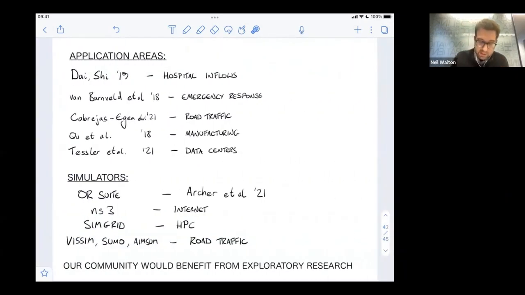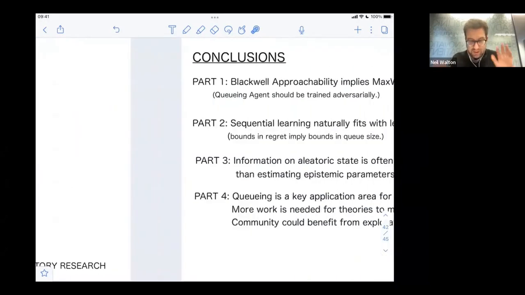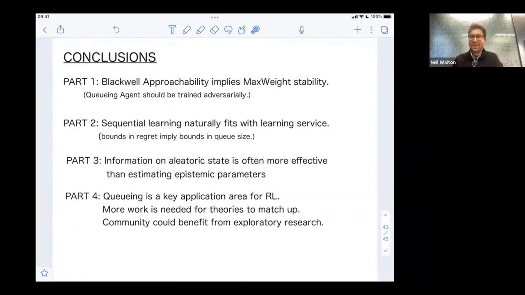And there are lots of people working in that area. In terms of hospitals, emergency response is a very common one in the Netherlands. Also road traffic, like I mentioned, manufacturing and data centers. We're starting to see more simulators coming through, which potentially allow people to apply some of those algorithms. I think there's a lot of room there, and it'd be a fun area going forwards. Okay, that's enough. I'll stop there because I don't want to take up the clock too much. So thanks, Neil.